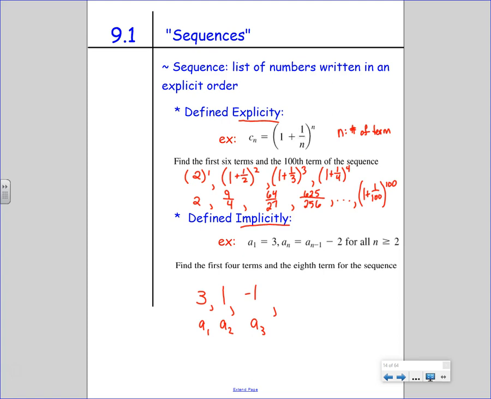To find the fourth term, this is so easy, negative 3. To find the fifth term, negative 5. To find the sixth term, negative 7. Oh wait, we only have to find the first 4. 1, 2, 3, 4, good. And then what's it say? How... negative 11, right?